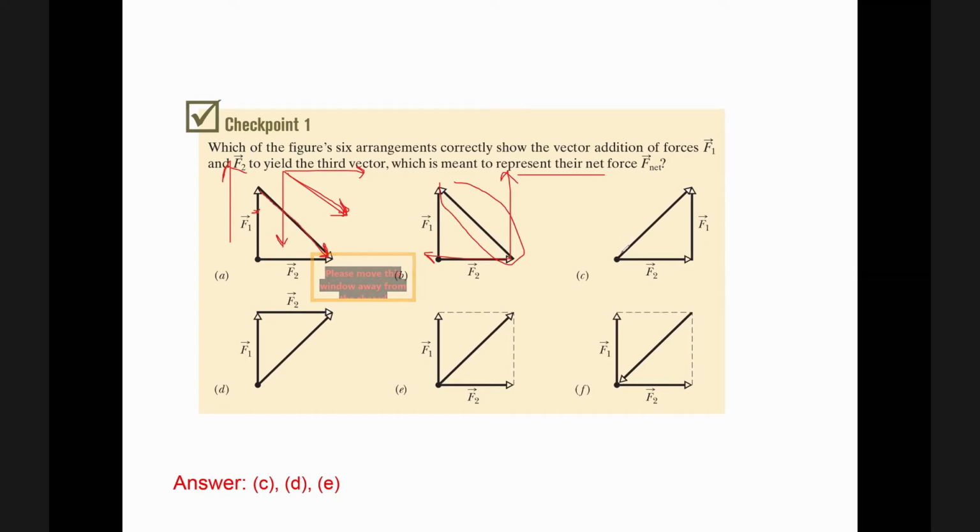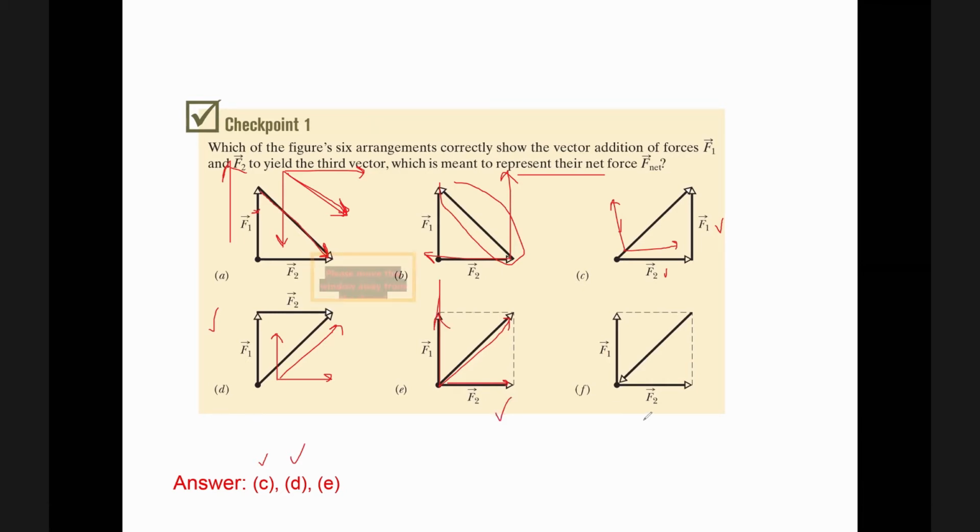So it doesn't work. Now take this vector. What are its components? This and this. Wow, correct. F2 and F1 are two true components of this third vector. So C is correct. Let's take D. What are its components? This one and this one. Yes, F1 and F2. So D is also correct. How about E? This vector. What are its components? Yeah, correct, this and this one. So it is also correct.